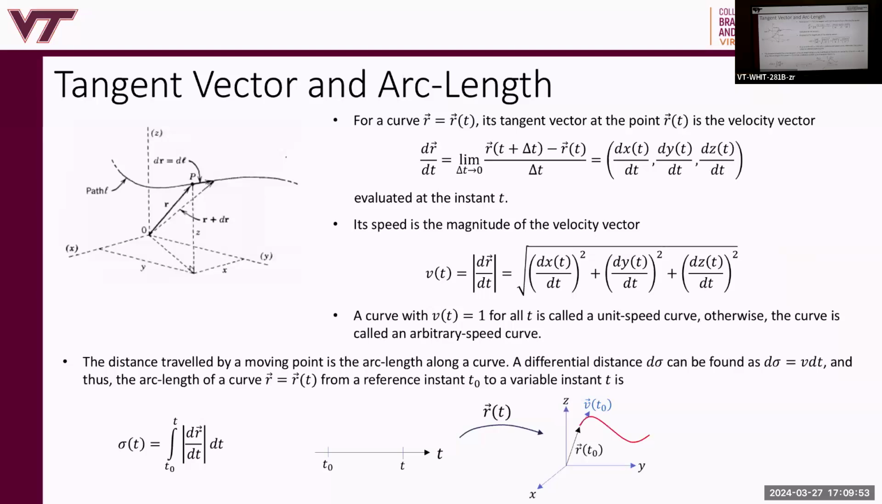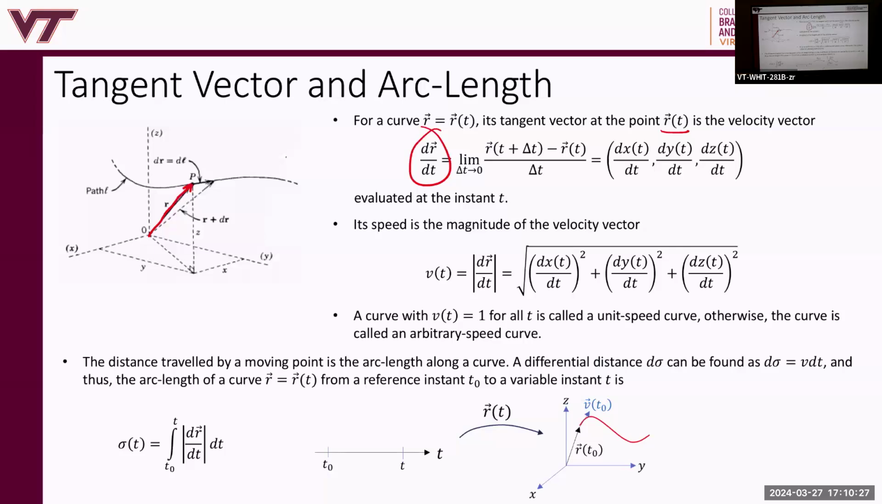Okay, let's look at the tangent vector and the arc length here. So these are other things that we need to define. So we have, for a curve r equal to r of t, now we know how to parameterize these curves, right? For a curve r equal to r of t, its tangent vector at the point r of t, wherever we're pointing to on this curve, at that point, the tangent vector is the velocity vector, and that's calculated using the first derivative of the parameterization, or the position vector.